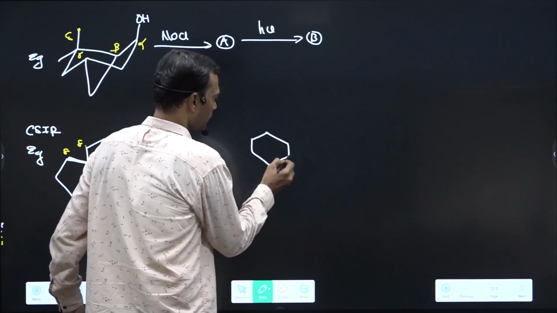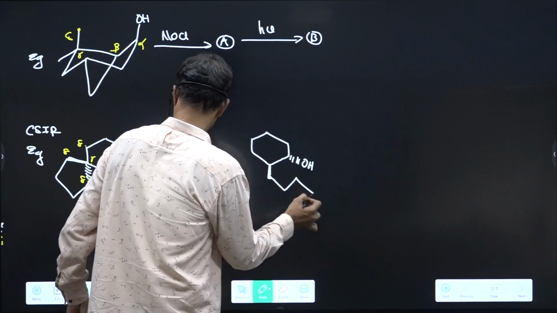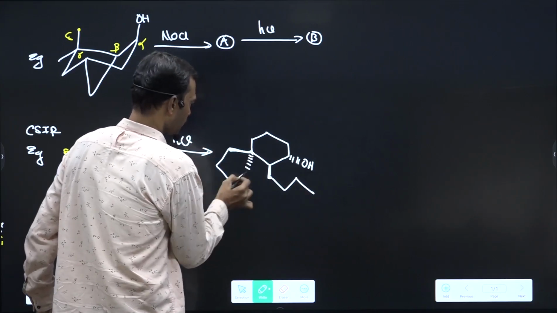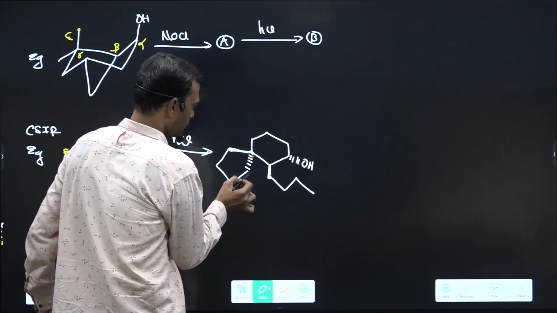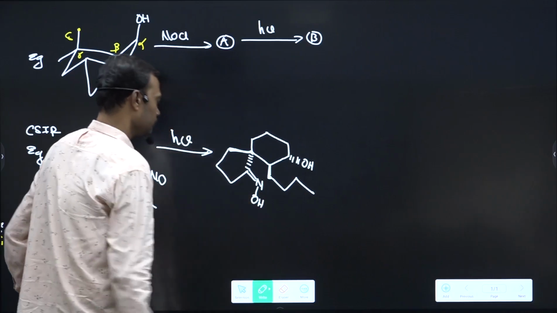Write down the 6-membered ring. This becomes alcohol, thick line. This is thick line. This is dotted line. And here there is nitrogen, this double bond.